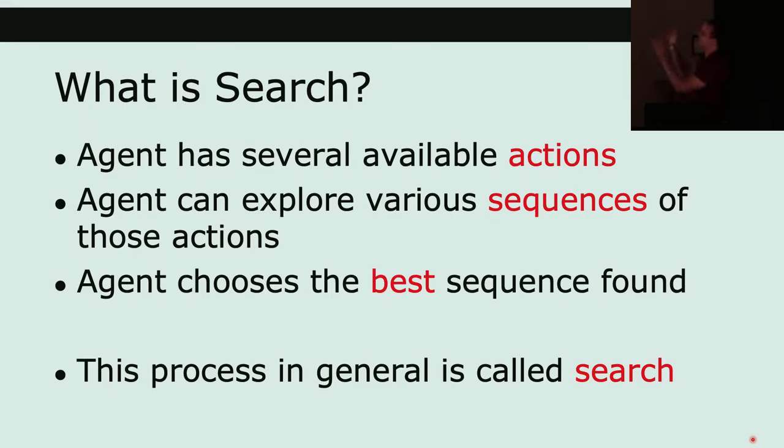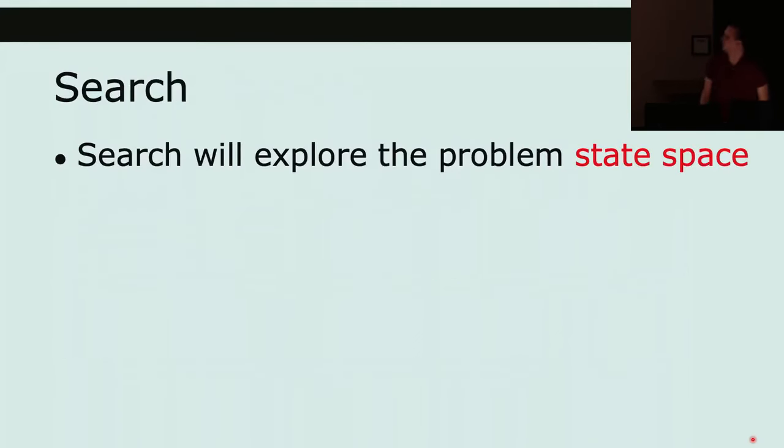But you have expressed your problem in terms of this environment, and then the agent within that environment is going to see what it can do in that simulated environment. So search is going to explore the problem state space. We talked about state space last time. That's the number of possible different states that there are.